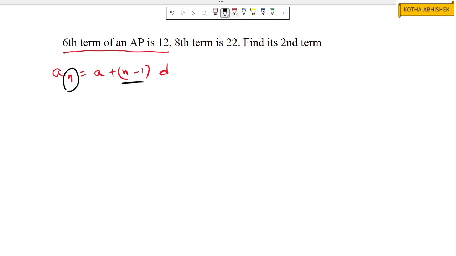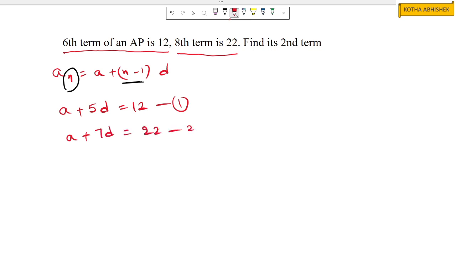Now here sixth term he is speaking about. So sixth term means the formula will be a plus, 1 we need to subtract. So 6 minus 1 it is 5. A plus 5d, and the sixth term is given as 12. This is equation number 1. The same way second equation if you observe, eighth term is 22. So eighth term means a plus, from 8 we need to subtract 1. So 8 minus 1 that is 7. A plus 7d equals 22, and this is equation number 2.